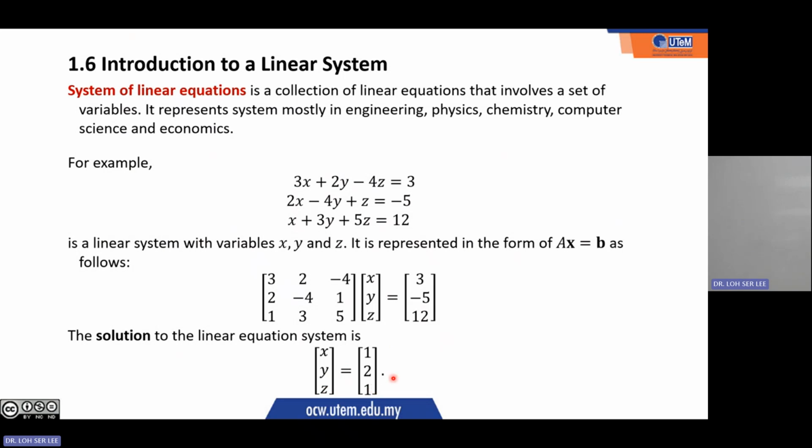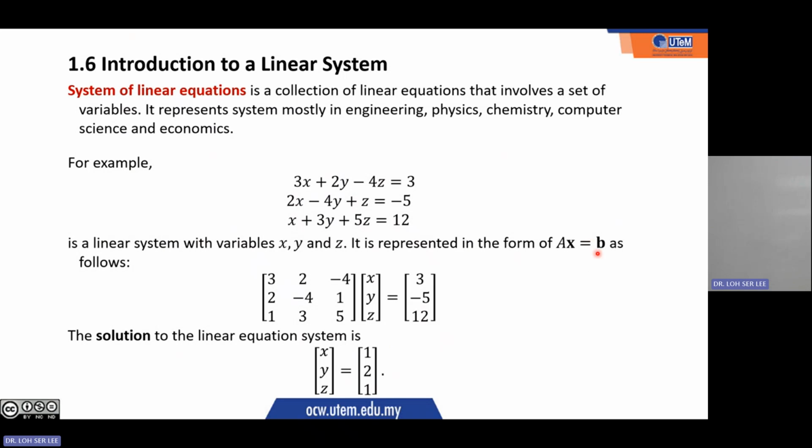So for a linear system, actually, we can check. After you obtain the solution, you can check whether the solution is correct or not. That means you just substitute x is 1, y is 2, z is 1 into this. You will get 3. Into this, you will get negative 5. When you substitute into this x, y, z, you get 12. If all these values are correct, that means your answer is correct. This is how we check the solution for a linear system.